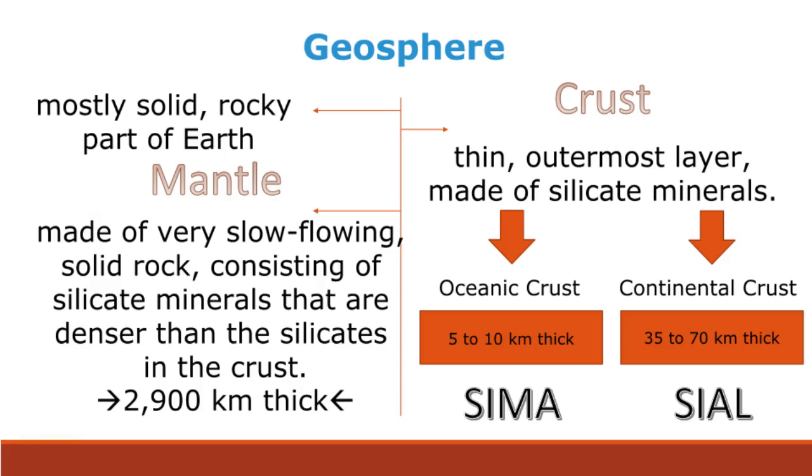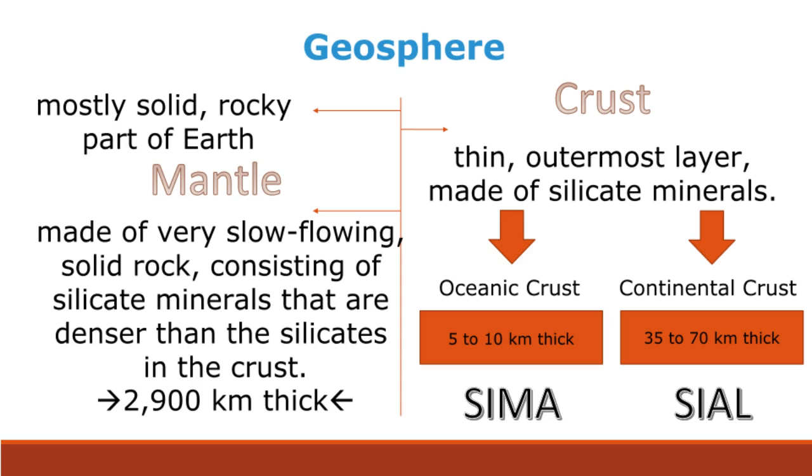Again, the geosphere is the sphere that is mostly solid and the rocky part of the Earth that includes volcanoes, rocks, minerals, coal, oil and the land itself. From the surface we have the crust, a thin, outermost layer that is made of silicate minerals. The crust is the outermost part of the Earth and is very thin compared to the other layers. It is the part where living organisms dwell. It forms a very thin continuous layer that extends underneath the ocean and continents.